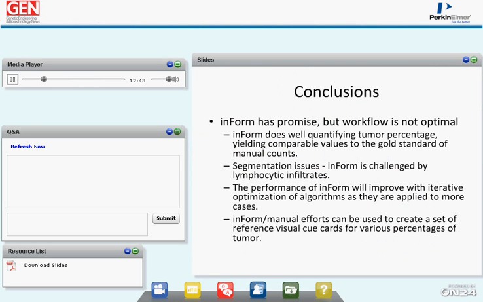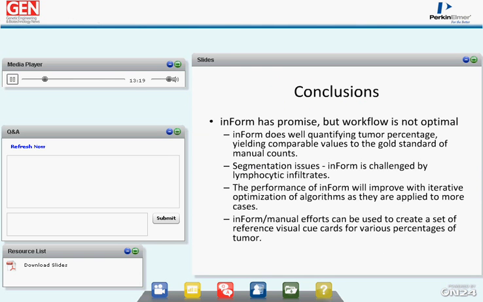So we see the opportunity to use machine learning as a promising tool, but it still suffers from some workflow issues. It does a very nice job in terms of quantifying tumor percentage, comparable to gold standard manual counts. There are still some issues with the ability to segment tumor nuclei and stromal nuclei, but that's being iteratively improved with feedback. And we see this as an opportunity to use this as a tool within the workflow of the anatomic pathologist.